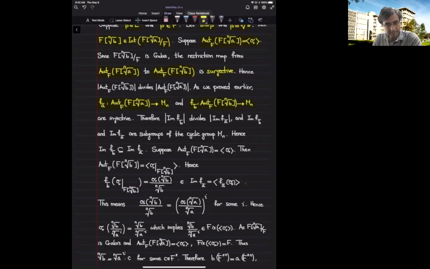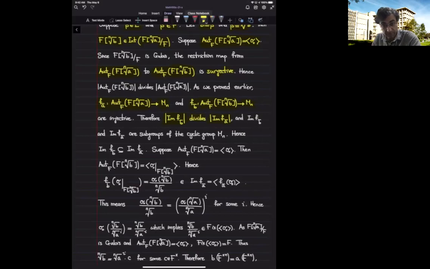Similarly, because F sub a bar and F sub b bar are injective maps, we get that the cardinality of the image of F sub b bar divides the cardinality of the image of F sub a bar. Both of them are injective maps, so the image has the same cardinality as these groups, and that's why we can argue that this cardinality divides the other one.